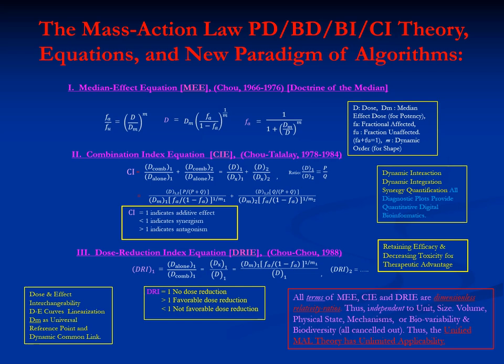The combination index equation quantitatively determines synergism as a CI smaller than 1, additive effect as CI equal 1, and antagonism as CI greater than 1. The dose reduction index equation determines how many fold dose reduction for each drug during synergism. It took me 16 years to derive them and to develop computer software to simulate them.